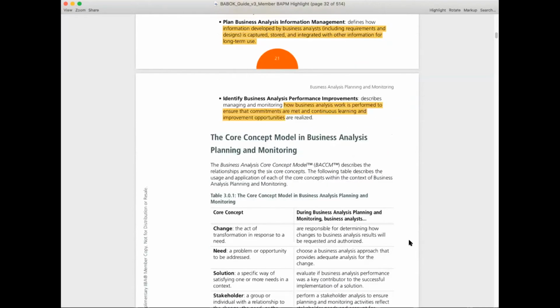And then we'll move on to identifying business analysis performance improvements. Now, this task is a little bit separate from the other tasks because this one is more about assessing our actual work and analyzing how we can improve on that for continuous learning and improvement opportunities. So the other tasks deal more with the business analysis planning, and this is where the monitoring piece comes in, the business analysis planning and monitoring knowledge area.